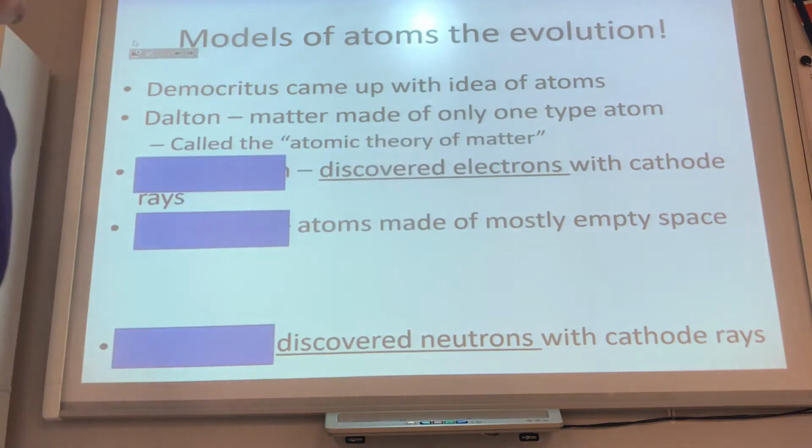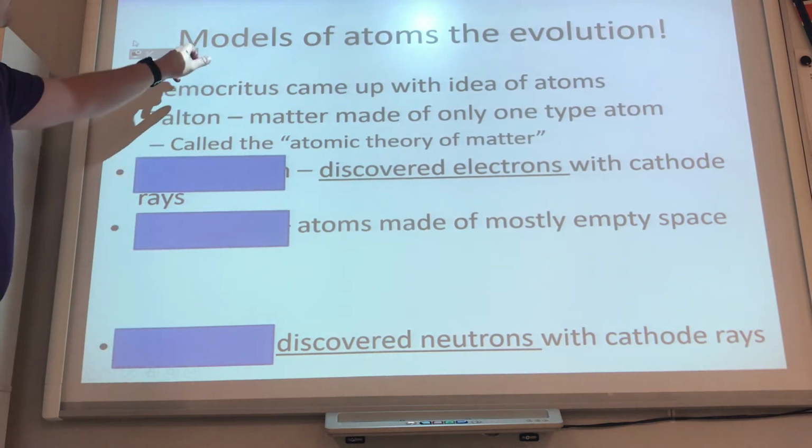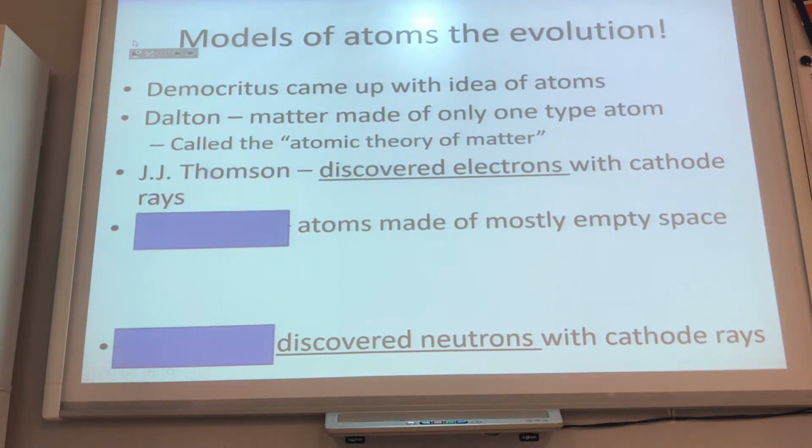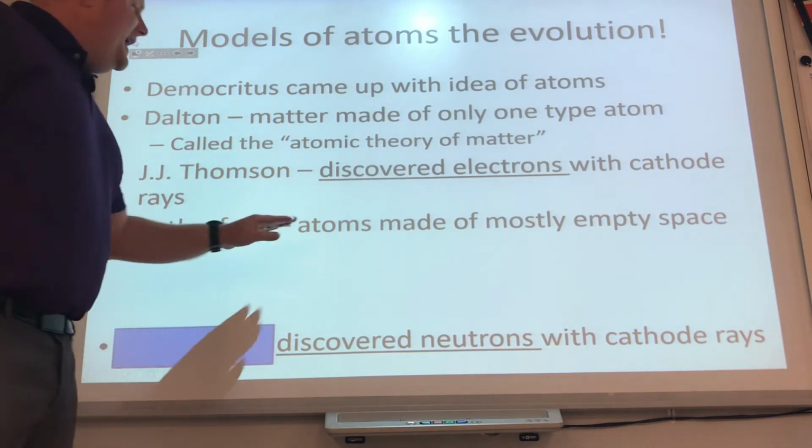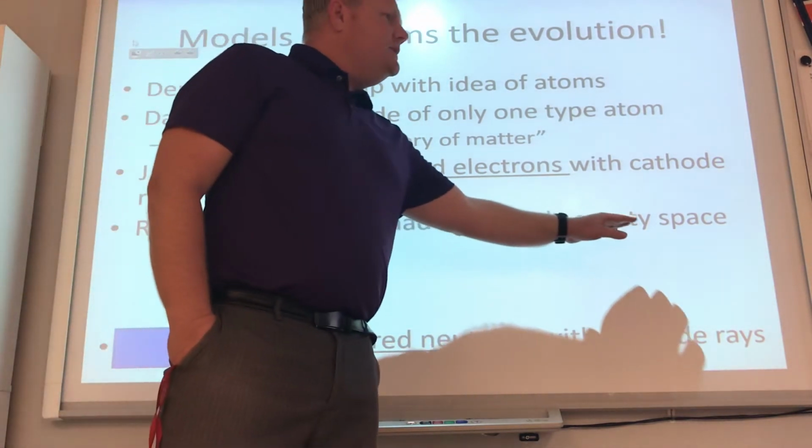Hint, hint. All right. Then there was this gentleman who discovered electrons with cathode rays, and we'll show you how he did that. J.J. Thomson discovered the electrons with cathode rays, and we'll show you what they did. Rutherford, he said atoms are made of mostly empty space.